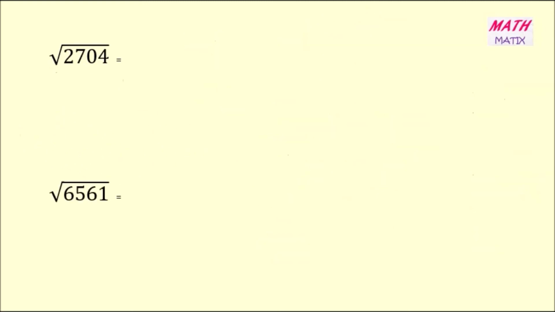Let me show some more examples. Square root of 2704. The first pair is 04. 2 square is ending with 4, and also we know 8 square is ending with 64. So that is also 4. So the two numbers for 04 is 2 and 8.